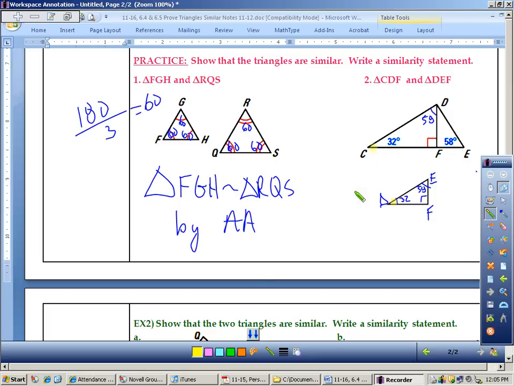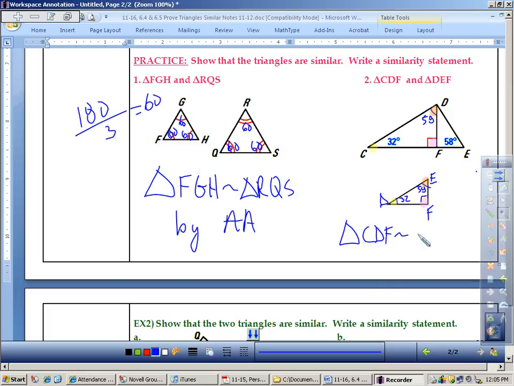So I see the corresponding parts. And I know that these two triangles, CDF, is similar to triangle DEF. Again, I have two angles corresponding to two in another, so that's by angle-angle. And that's the similarity postulate for when we begin to do proofs with these.